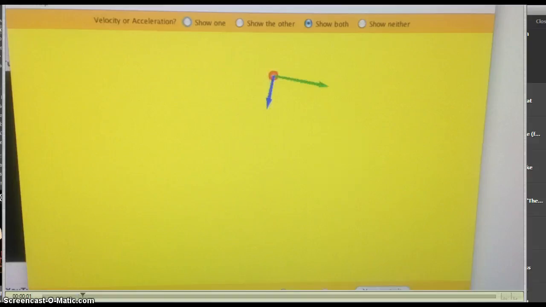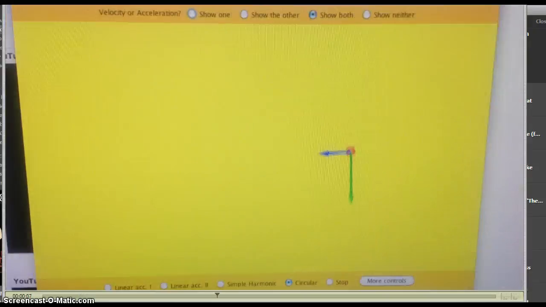Sorry for the bad framework, I just don't have a really good QuickTime video. But as you can see, it's moving side to side, going up and down.